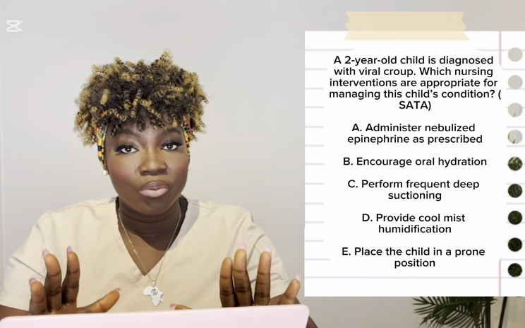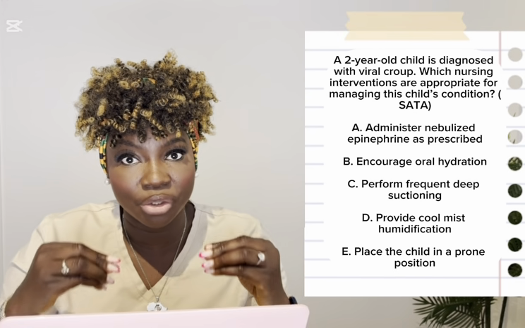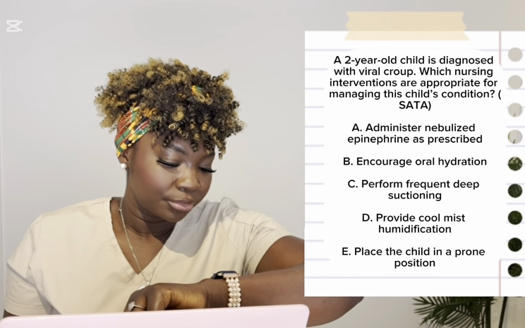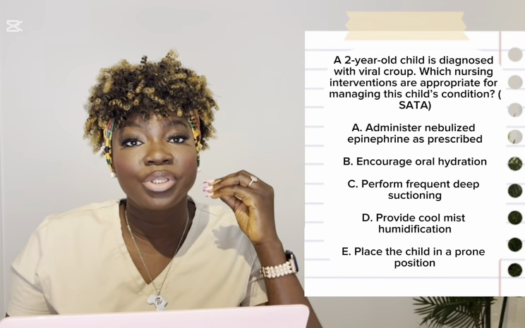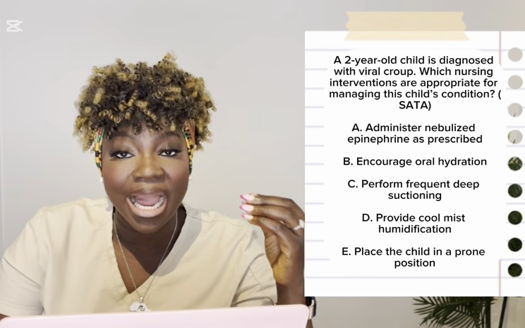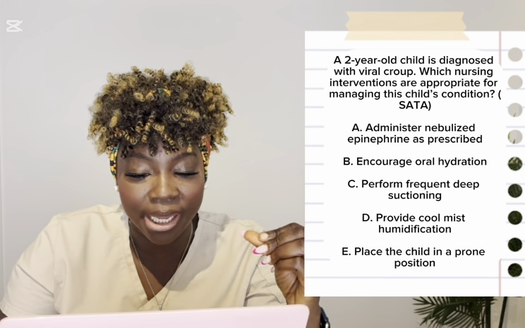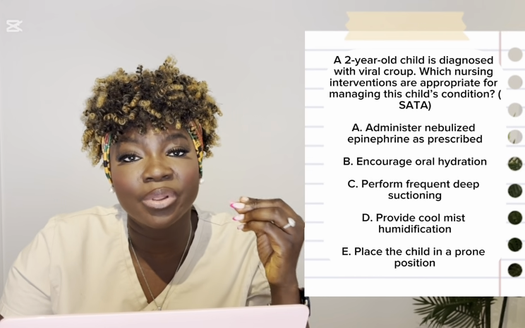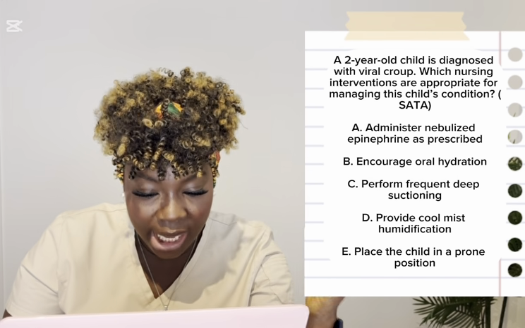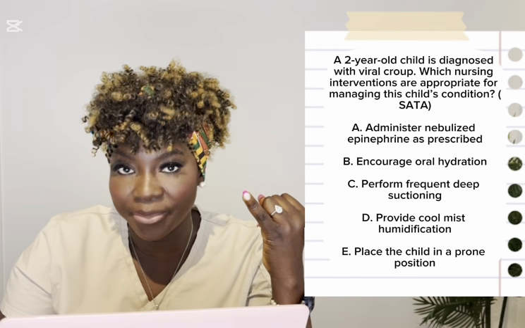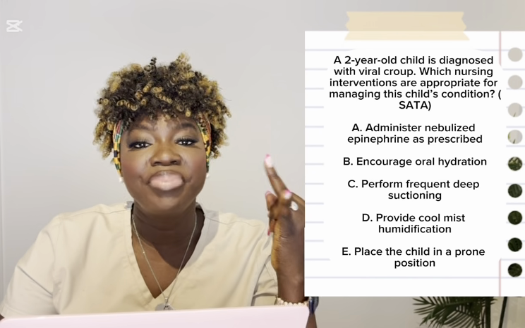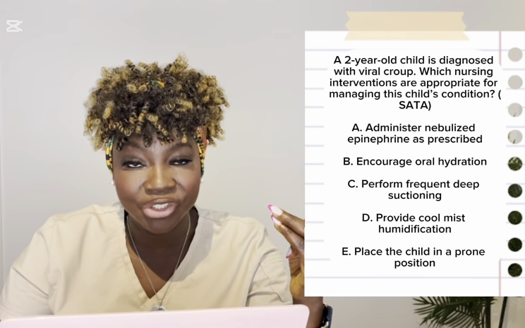Now that I've given you a brief explanation of croup, let's go through the choices. How do we do this? And this is select all that apply. And how do we treat select all that apply? As true or false. Now, A, administer nebulized epinephrine as prescribed. Absolutely, I said that, right? B, encourage oral hydration. Absolutely.